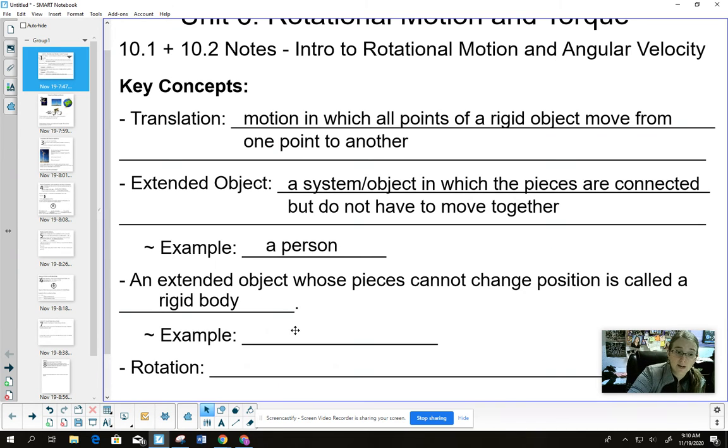Another example of this is a Ferris wheel. The center of the Ferris wheel doesn't move, which is why we would call this an extended object. The center doesn't move while the rest of it does. However, it has to move together, versus me being able to move my limbs independent of everything else.